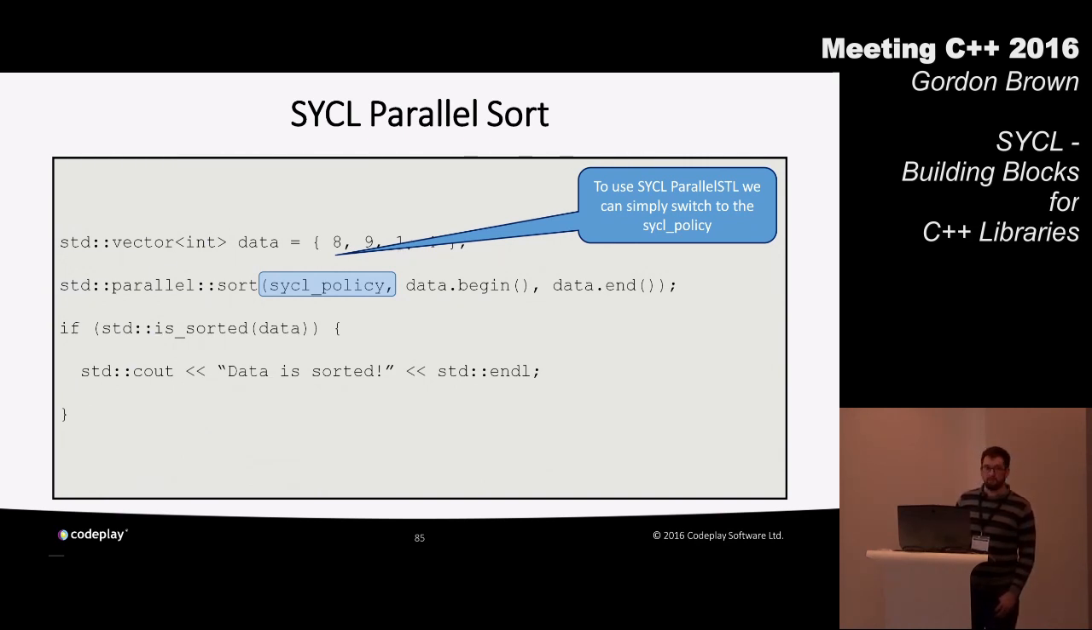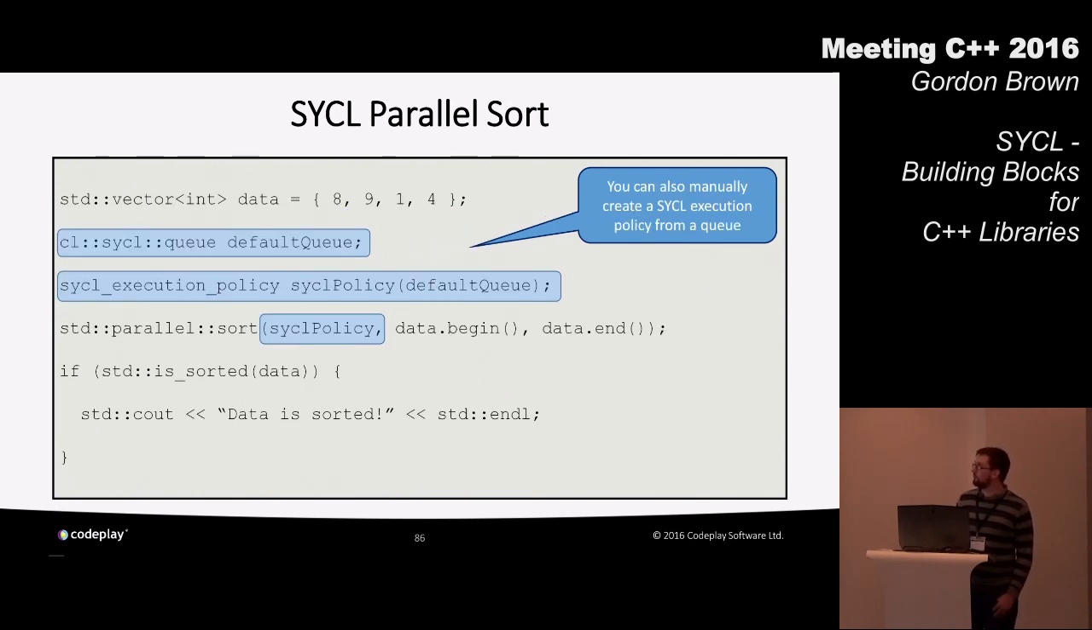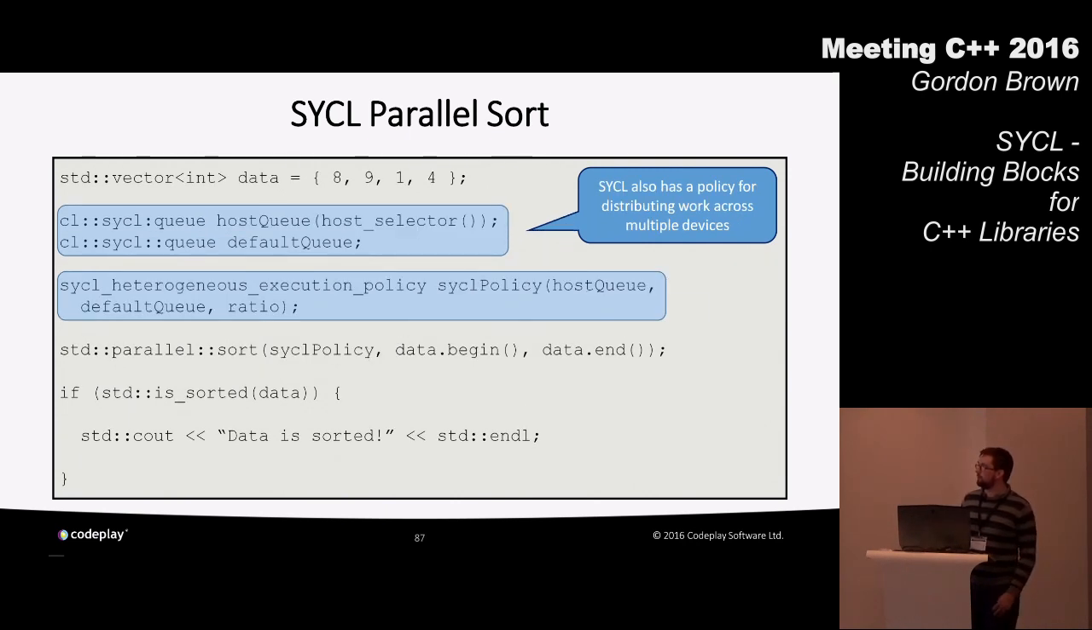But here you're not able to specify a device, so you can also construct your own SYCL execution policies, where you can provide a queue for that to execute on. And you still pass the SYCL policy to the sort in the same way. It's just now it's running on the device in the queue that you've chosen. SYCL Parallel STL also goes a little bit further, and we also provide what's called the SYCL heterogeneous execution policy. What this does is you provide two queues and a ratio, and this allows you to distribute work across two devices. So you construct this execution policy and you pass it to the algorithm as normal. But now, when this algorithm is run, it'll distribute the work across the two devices that you've given it.